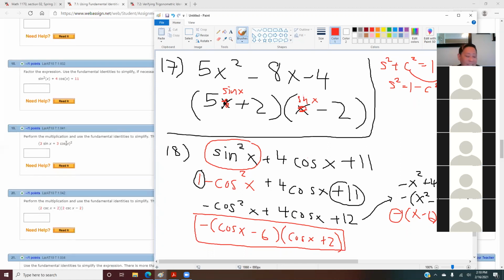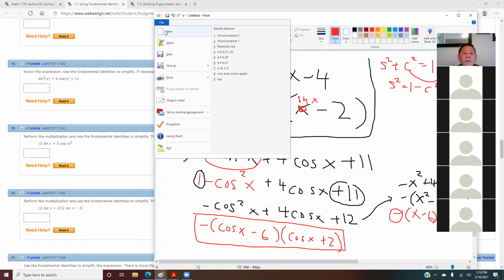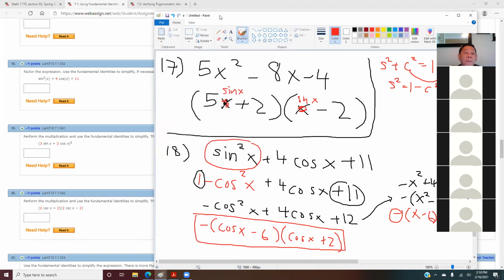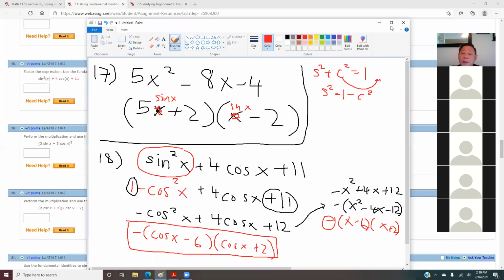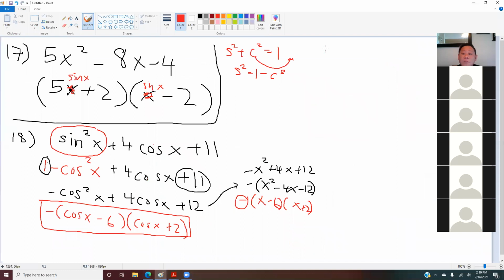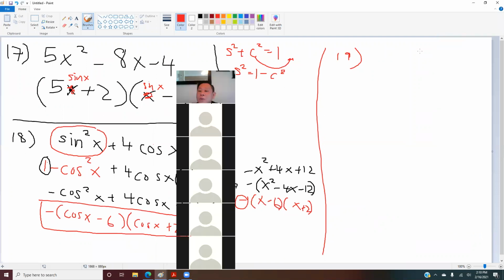Now, in number 19, we do not factor. What they want you to do is multiply. Multiply means you have to void. So this question number 19, the question is asking for 3 sine x, okay, I'll do that over here. Question number 19 is 3 sine x plus 3 cosine x squared.